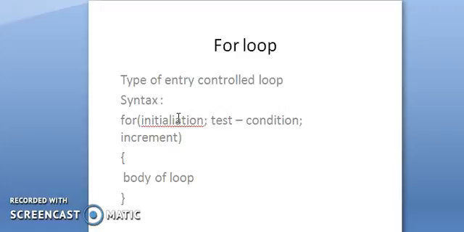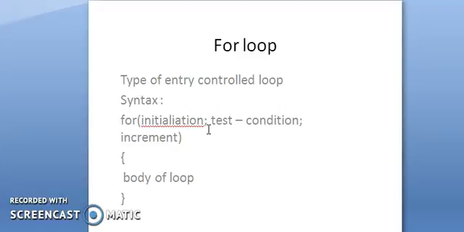The value of a control variable is tested using the test condition. The test condition is a relational expression like i <= 10 that determines when the loop will exit. If the condition is true, then the body of the loop is executed, otherwise the loop is terminated.